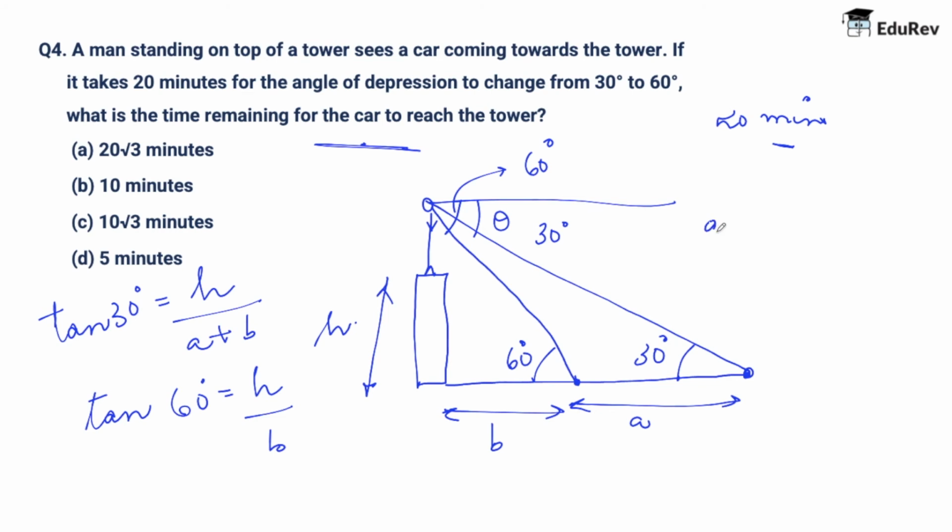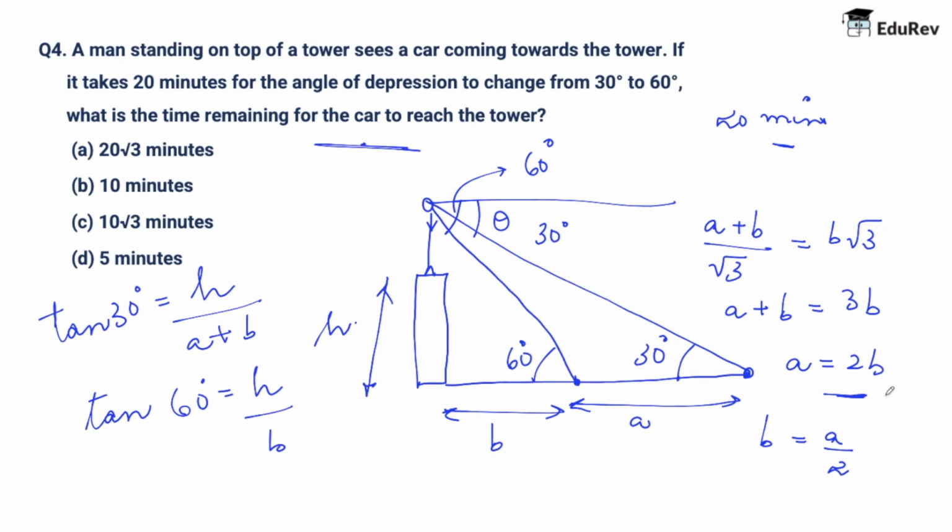Therefore, A plus B over root 3 will be B root 3, and A plus B will be equal to 3B. Therefore, when I solve this, A is equal to 2B, or you can say that B is A by 2. Now since the car takes around 20 minutes to travel the distance A, the time taken to travel B, that is A by 2 distance, is going to be what? 20 by 2, that is 10 minutes. So the correct option is option number B, that is 10 minutes.